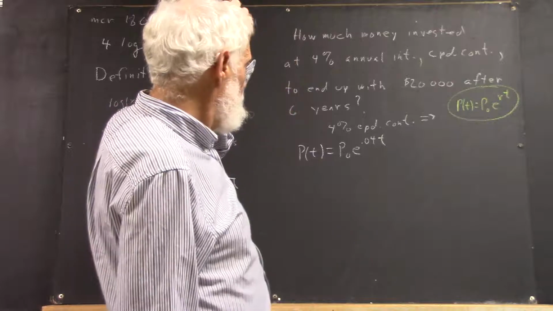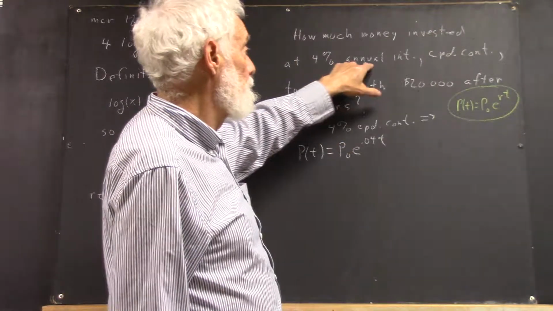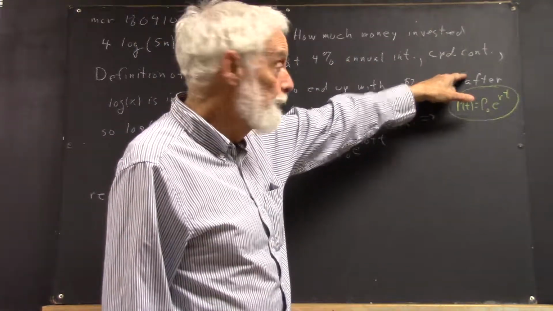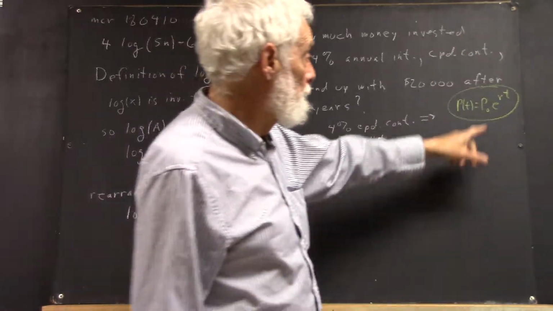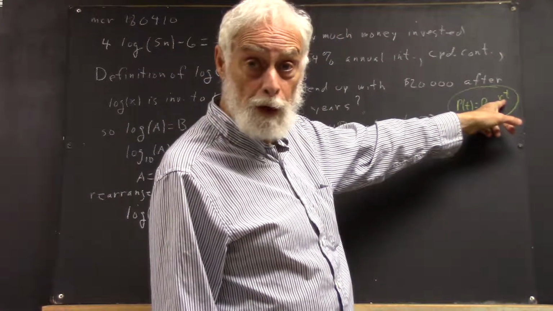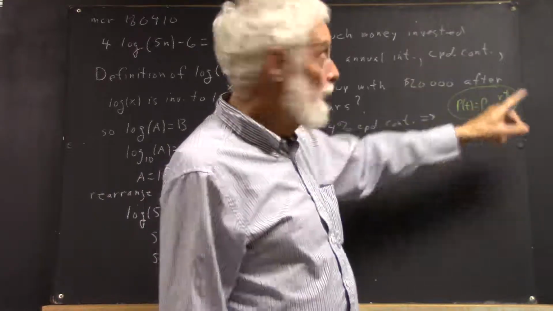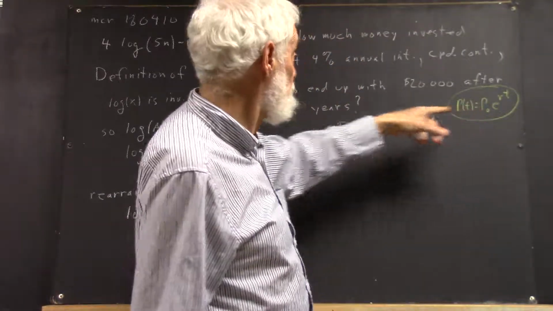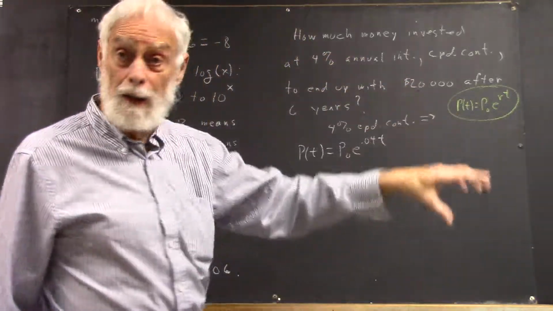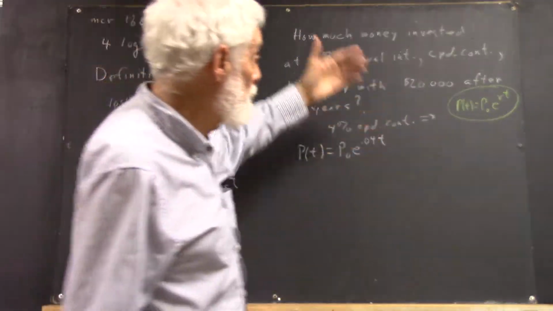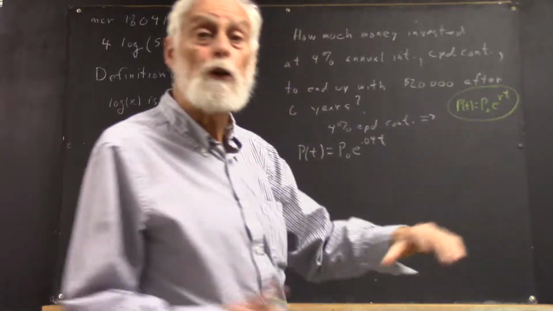Then we just have to know that, well, if we got 4% annual interest compounded continuously, we don't have to read any further. We already know we put a 0.04 in for r. Okay? Now we don't know what the initial principal is. That's what we're trying to find out, right? How much do we need to invest? That's your initial principal. We don't know.